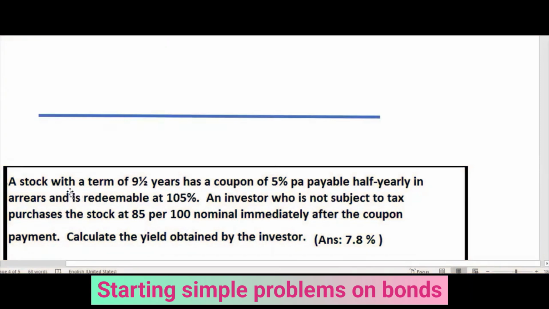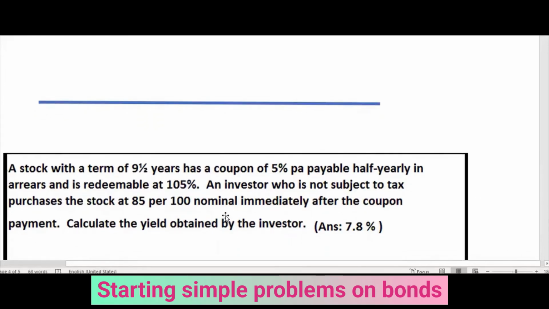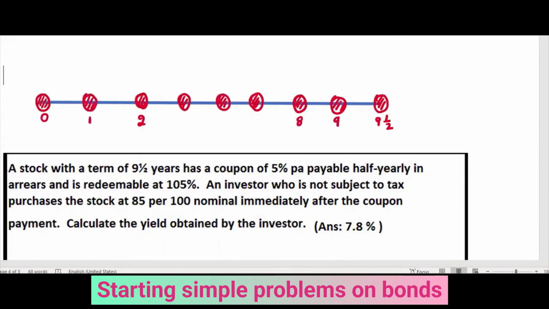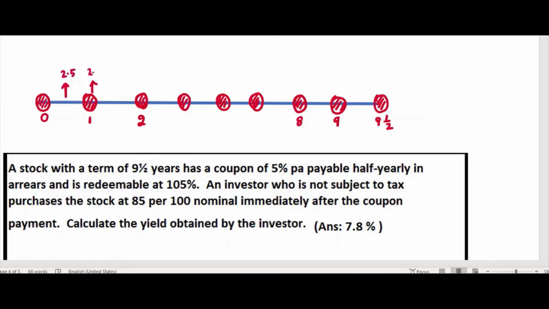This question says stock with a term of 9.5 years. In actuarial science, when we say stock, it's not about share or equity. We're talking about a bond here. You write 105% per annum payable half yearly in arrears. This means 2.5 every half year. So here 2.5, here 2.5 in arrears, and the total is 5 in a year. When you see payable half yearly in arrears, these are the arrear payments, payable half yearly, and the total is 5. You have to find the yield.